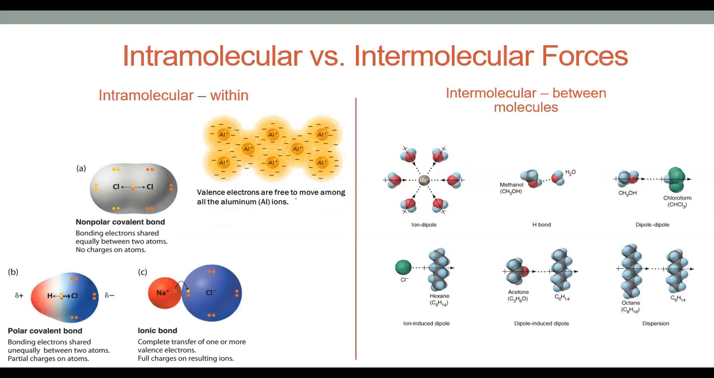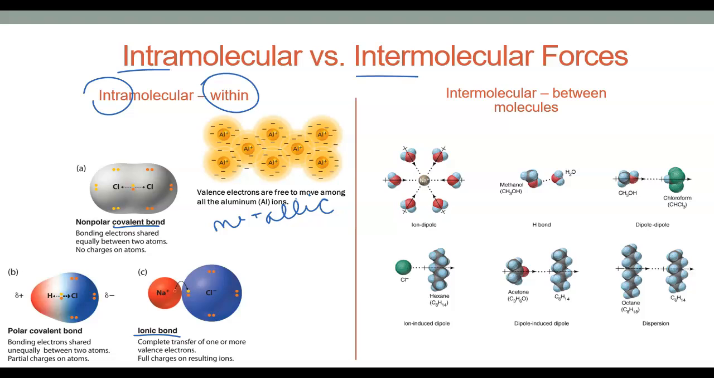Firstly, though, we need to talk about the difference between intra and intermolecular forces. So intramolecular forces are forces that occur within molecules, and so these would be things like covalent bonds where you're sharing, ionic bonds where you're transferring electrons and you have that full charge and then that electrostatic attraction, or metallic bonds where you have a sea of electrons.